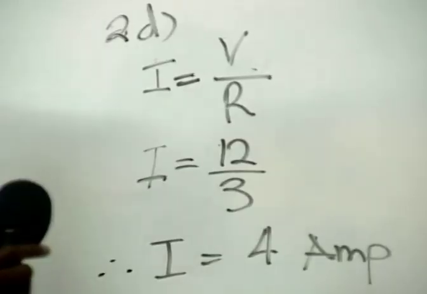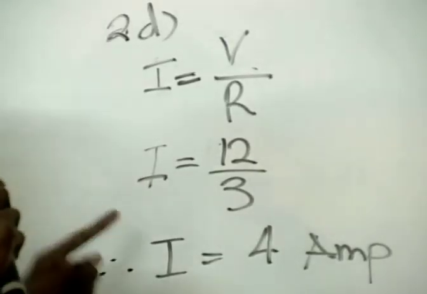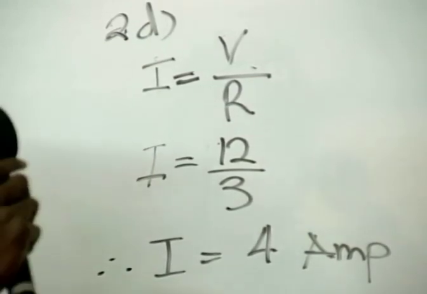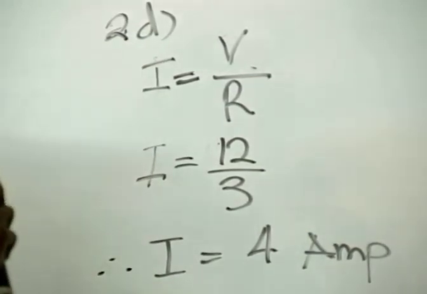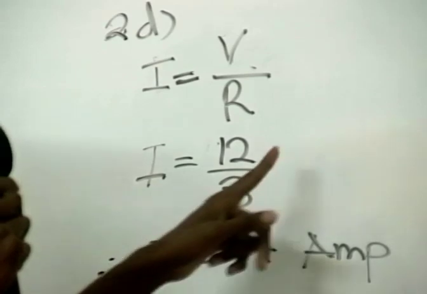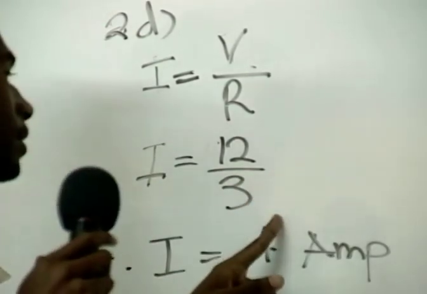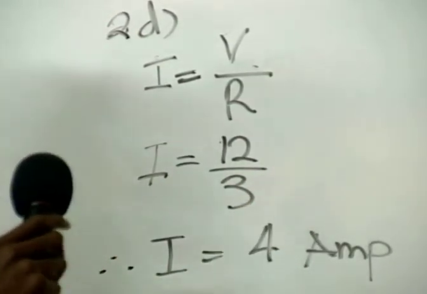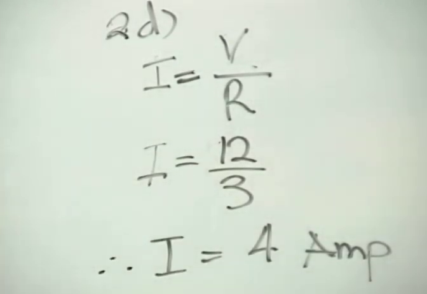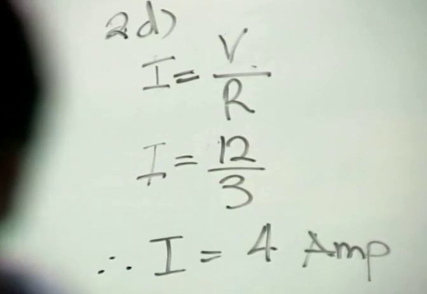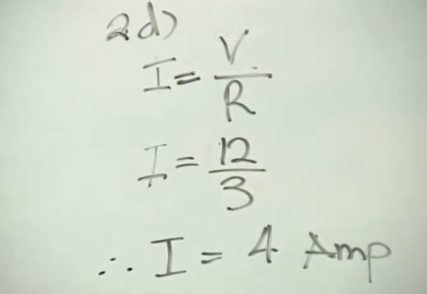To find the current of the circuit, the formula used is current equals voltage over resistance. The voltage is 12, the resistance is 3, so therefore my current is 4 amps. All right, current through a 3 ohm resistor will be 4 amps. Solomon.